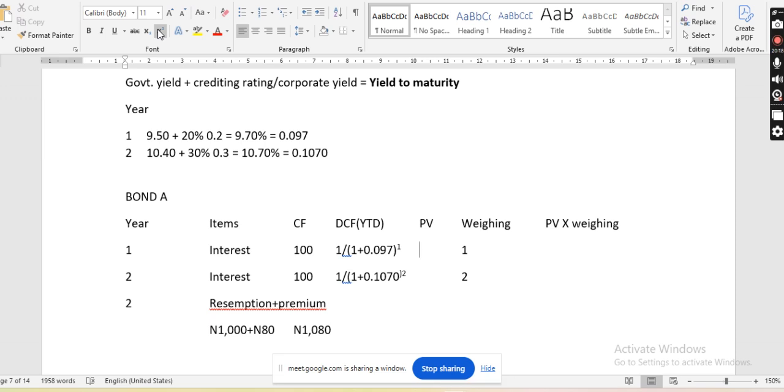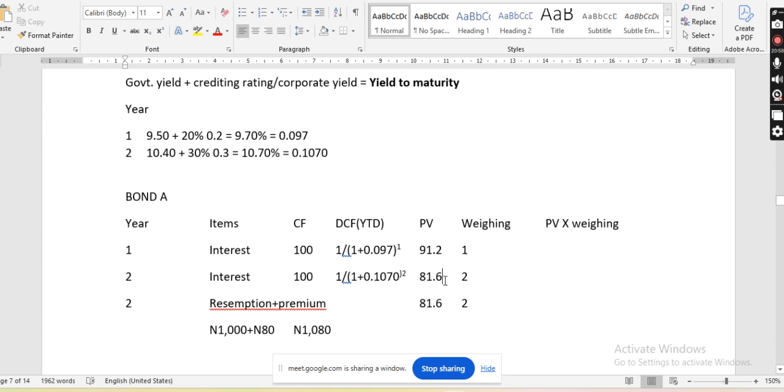PV, 91.2. Okay. Next, 81.6. Then the last one, 881.28. It will be the same DCF now, is that not so? Year 2, yes. It's the same. Year 2. Class, what do you have?